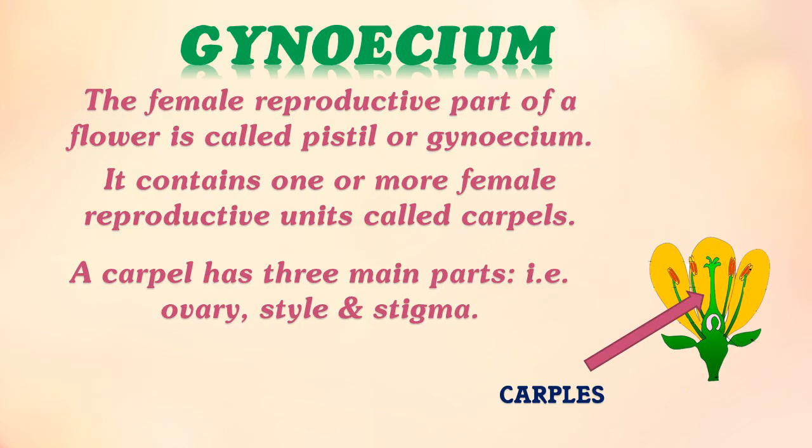Next is our gynoecium. The female reproductive part of a flower is called pistil or gynoecium. It contains one or more female reproductive units called carpels. A carpel has three main parts, that is ovary, style and stigma. In this figure, I will show you the carpels of a flower.